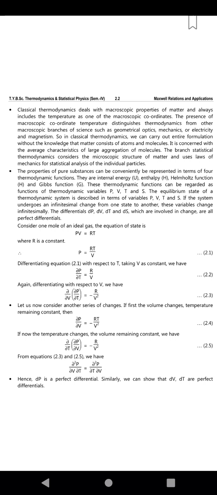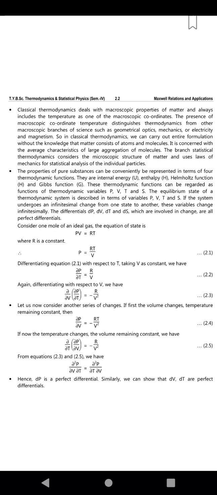Now compare equation number 2.3 and equation number 2.5. What we get is del 2P upon del V del T equal to del 2P upon del T del V. It means that the differentiation of pressure with respect to temperature by keeping volume constant is equal to the differentiation of pressure with respect to volume by keeping temperature constant. It means that the differentiation of pressure is a perfect differential. Similarly, we can also show that dV and dT are also perfect differentials by using the same equation.